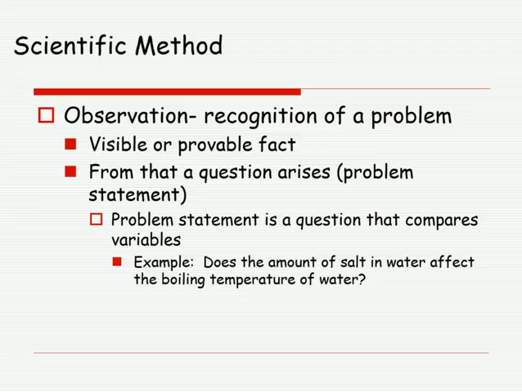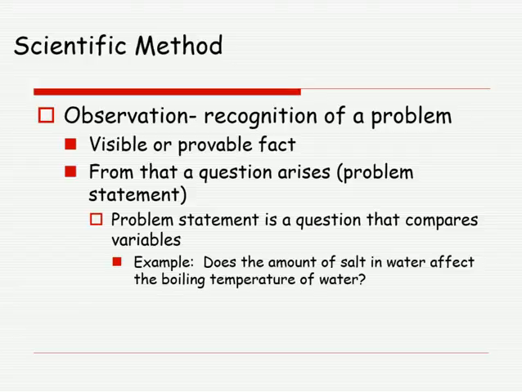So we start with an observation, which is the recognition of a problem. Some people don't like to use the word problem, they like to use the word question, because sometimes what you're looking at isn't a problem. It just brings up a question. So it's a recognition of a problem or a question. It needs to be a visible or provable fact. If you're going to investigate something, the fact that something exists needs to be showable, needs to be provable.